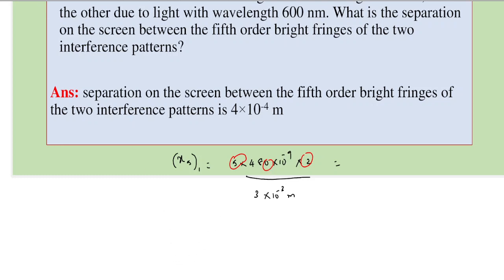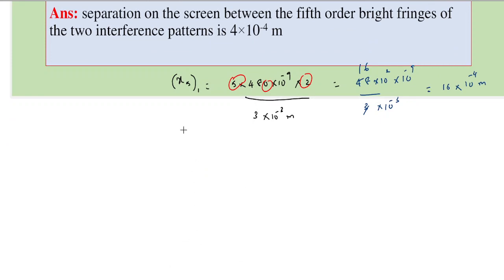You can write this as, so 5 into 2 would be 10, there's 1 power here, it becomes 10 power 2. You can write this as 48 into 10 power 2 into 10 power minus 9 by 3 into 10 power minus 3. 3 ones are, 16s are, is equal to 16 into 10 power minus 9 plus 2, this becomes plus 3, becomes 10 power minus 4 meter. So the distance of the fifth bright fringe because of the first wavelength is at this distance.